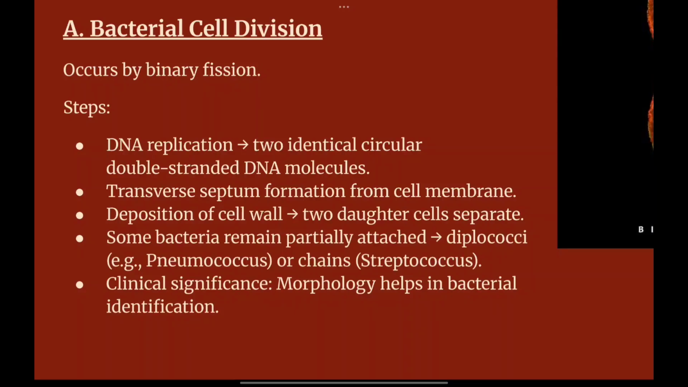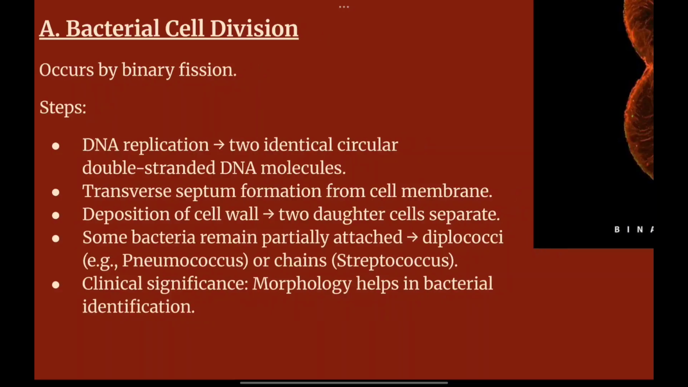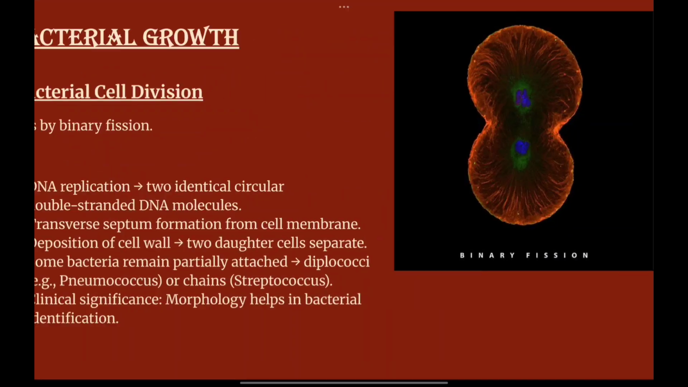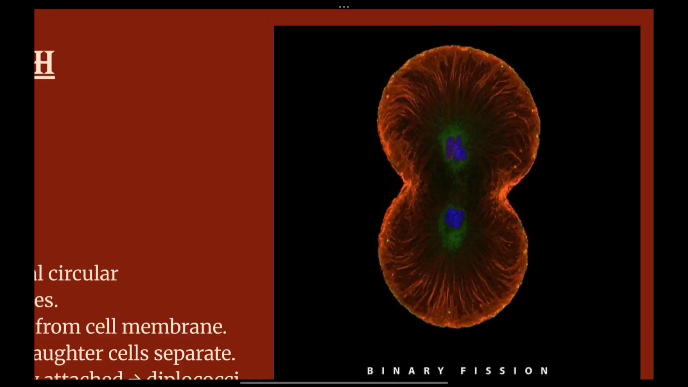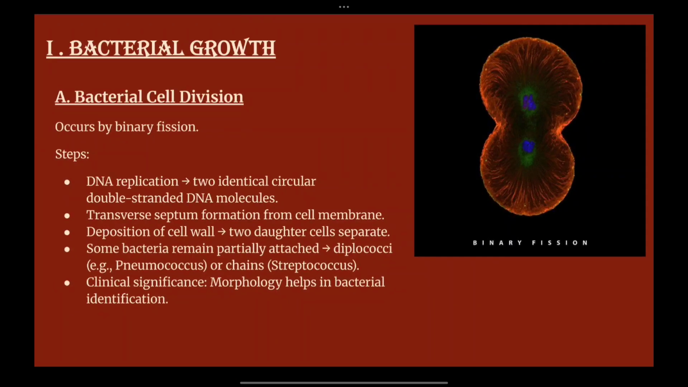Now the transverse septum formation from the cell membrane happens, that is, the cell membrane starts constricting at the ends. Here you can see in the image the cell membrane is narrowing or constricting at the mid of the two nuclei that have been formed inside the cell. Now this deposition separates the cell into two daughter cells. Some bacteria might remain partially attached, like in diplococci, the pneumococcus, so the two cells are attached together, or in the form of chains as in streptococcus. Either the bacteria can completely divide into two individual cells, they can be attached as in diplococci, or they can form chains as in streptococci.